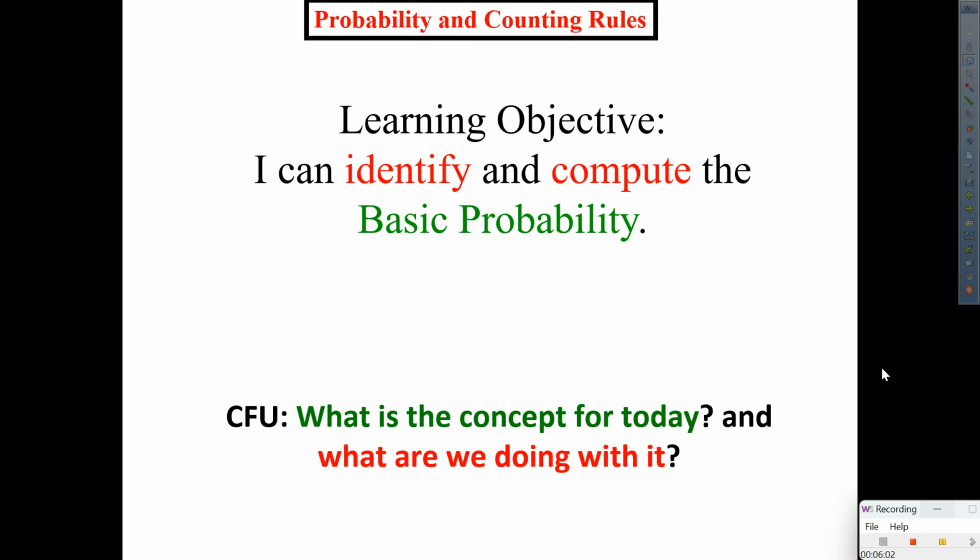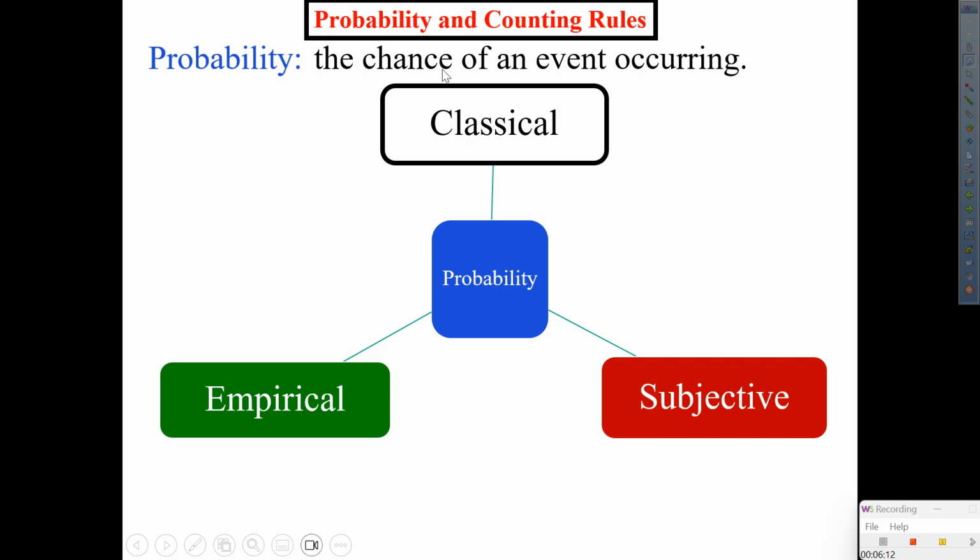All right. So I can identify and compute basic probability. We've been already through a bunch of stuff. Here's a reminder where we've been. We talked about probability being the chance of an event occurring. We talked about classical, empirical, and subjective. Now, once more, tell your neighbor the difference between classical, empirical, and subjective to make sure that they remember where we're at with that. Remind your neighbor, please.